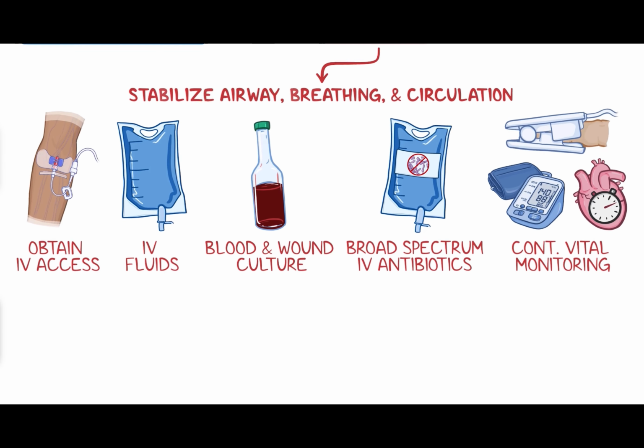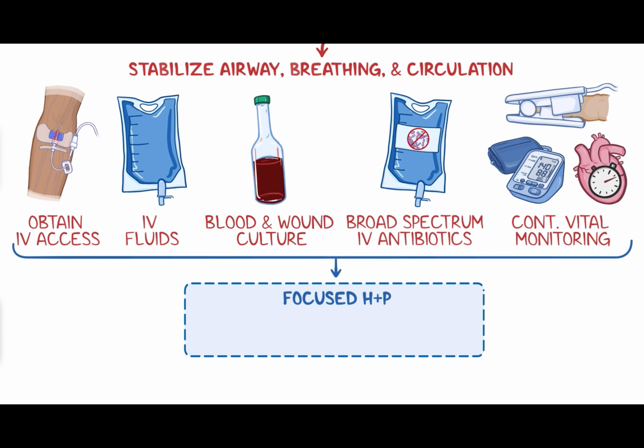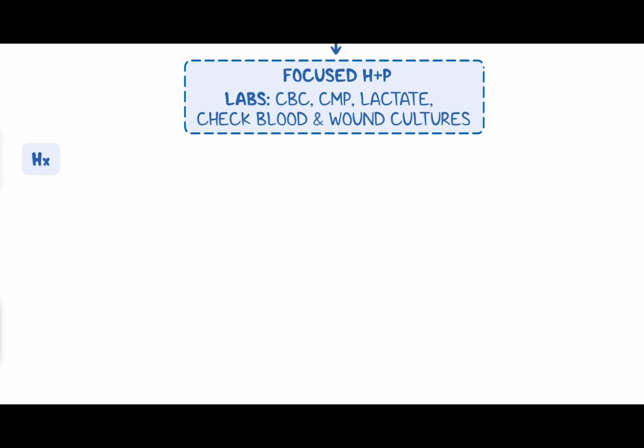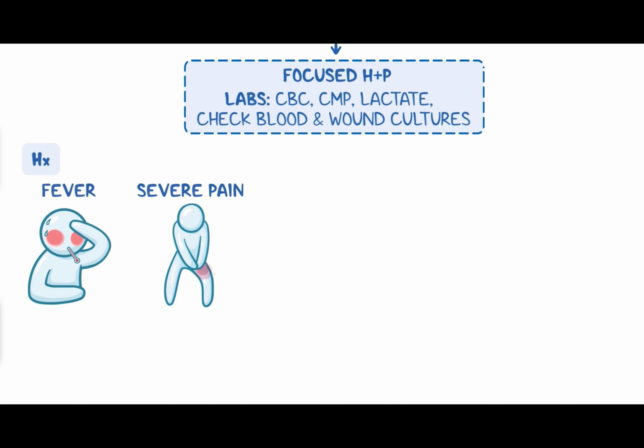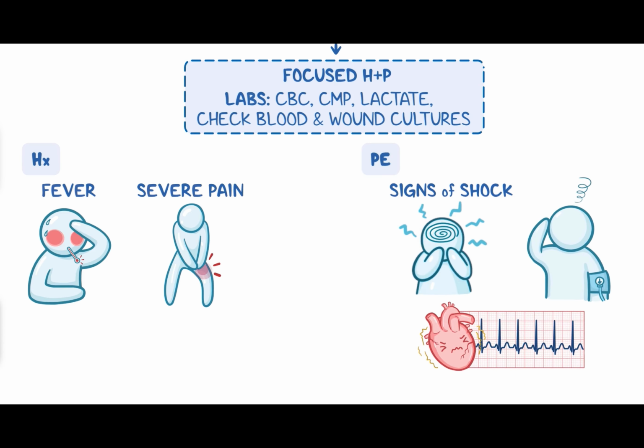Once you've initiated acute management, your next step is to obtain a focused history and physical examination. Additionally, order labs like CBC, CMP, lactate, and check the previously obtained blood and wound cultures. Typically, unstable patients will have a history of fever and severe pain around the affected area. On exam, you might find signs of shock like altered mental status, tachycardia, or hypotension.